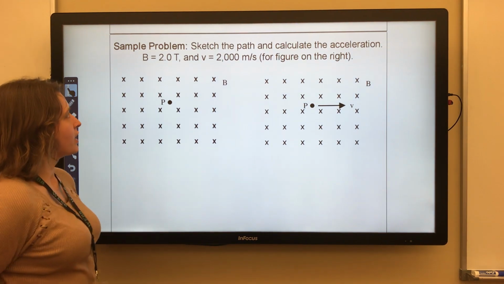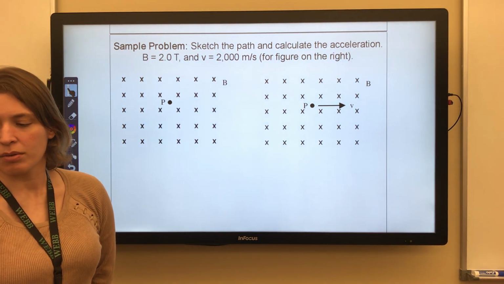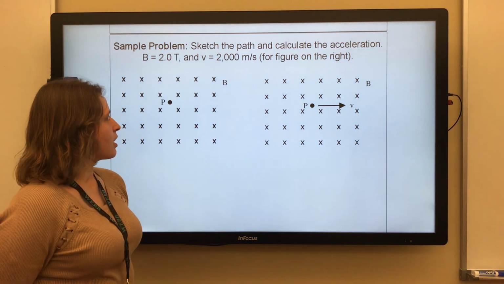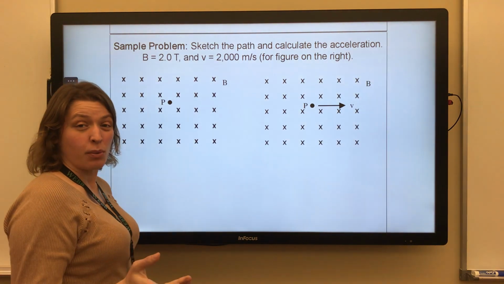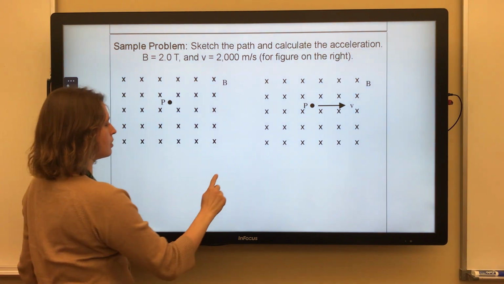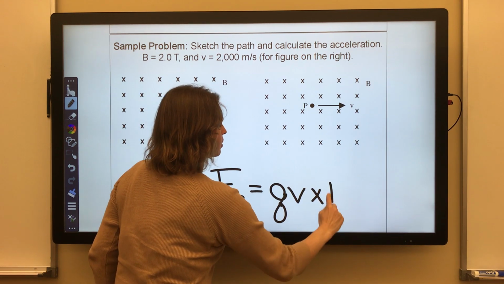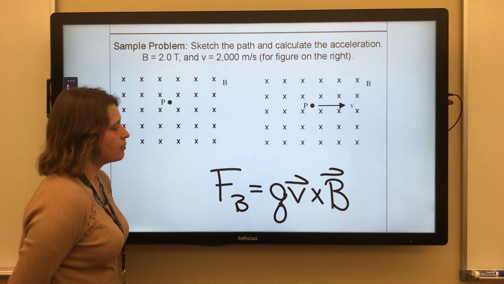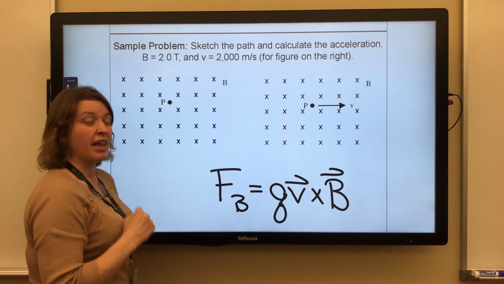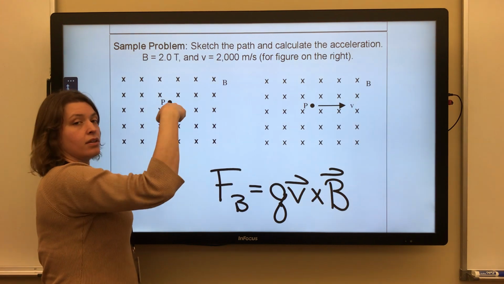Okay. We're going to sketch the path and calculate the acceleration. We'll get to the calculations in just a second. Let's start with just thinking about path. I know the magnetic field, I know the velocities, and I also know my equation that relates the Lorentz force, or the magnetic force, to these other quantities: Q, V cross B. First of all, these X's here indicate that the magnetic field is pointing into the board. So the direction of the magnetic field is this way.